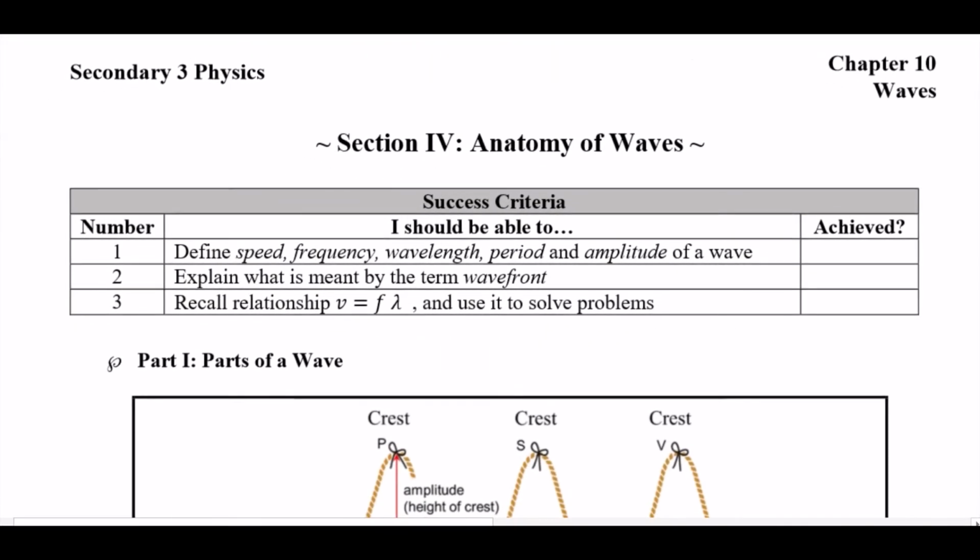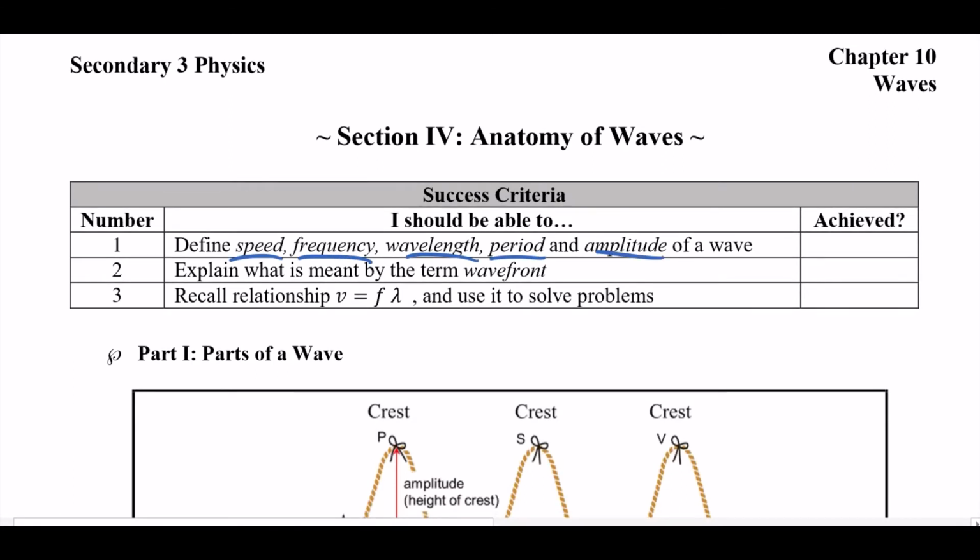Next, let's look at the different parts of a wave. We call it the anatomy of a wave. Just like the human body has different parts, different muscles, different parts of the bones, waves also have different parts and they're all named. We will look at what is meant by the speed, the frequency, the wavelength, the period and amplitude of a wave. This part here, section 4, consists of many names. This is when you need to commit things to memory. This is very easy.